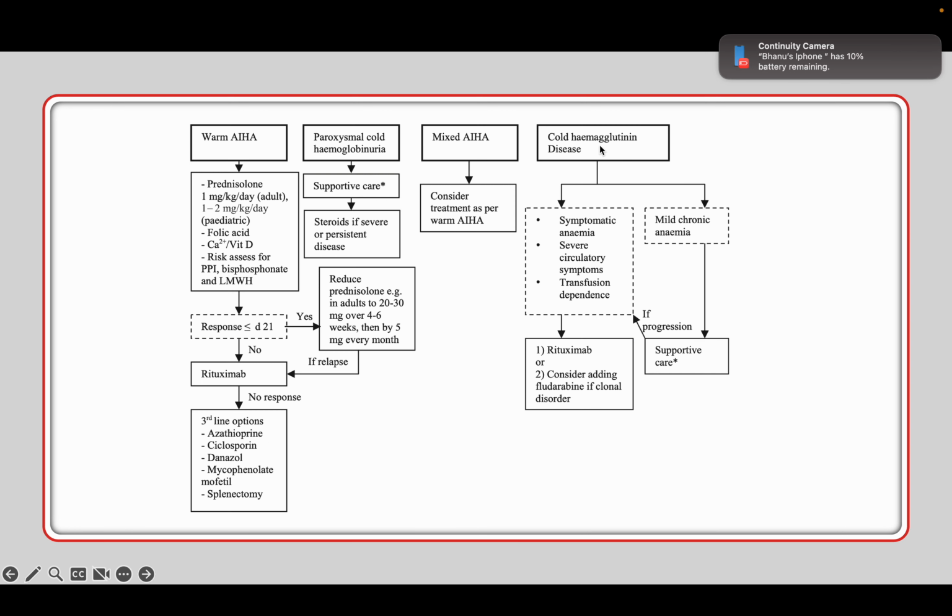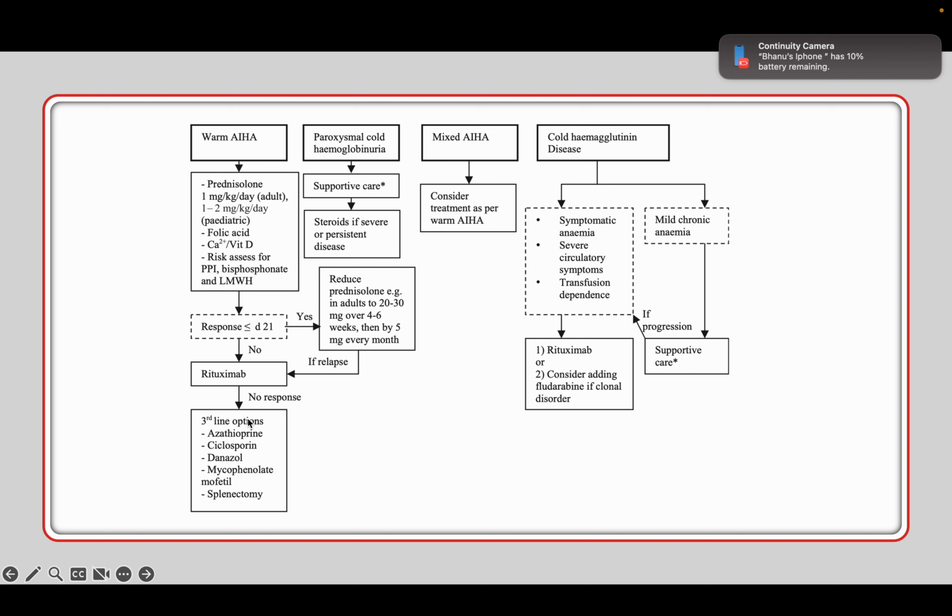Okay. So this is how you manage warm autoimmune hemolytic anemia. Mostly you manage with prednisone initially. You give calcium, vitamin D and folic acid supplementation along with prednisone. Always give calcium and vitamin D, because it affects bone health, and also folic acid for the anemia, and any bone resorption or osteoporosis should always be regularly checked.